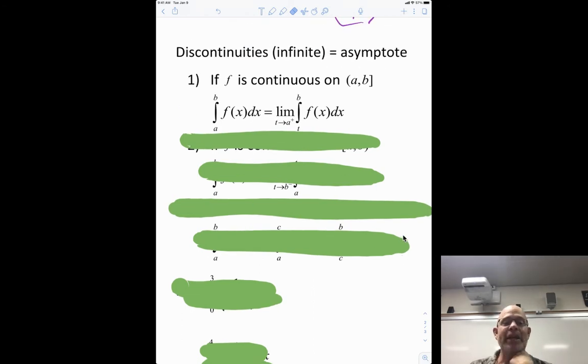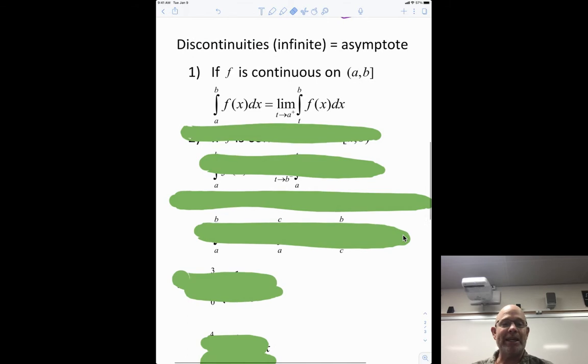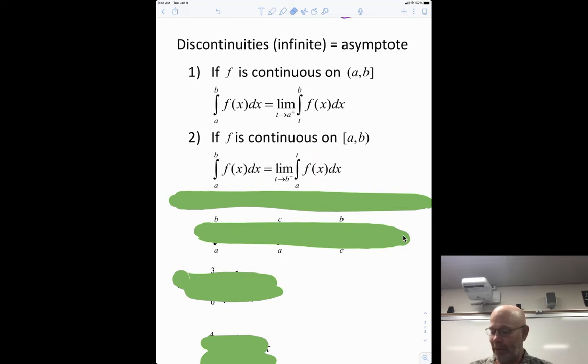In this case, the asymptote's actually on the endpoint. Notice I have an open parenthesis on a and a closed bracket on b. So that means there's an asymptote at a. Notice what I did was I replaced that a with a t, just like I did with infinity. And then I'm going to do a limit as t approaches a from the right side. The next one is if the asymptote's on the right-hand side of the integral. Then we plug that t in for b and take the limit as t approaches b from the left side. The reason for the right side in the first one and the left side in the second one is just that's the side of the integral we're in.